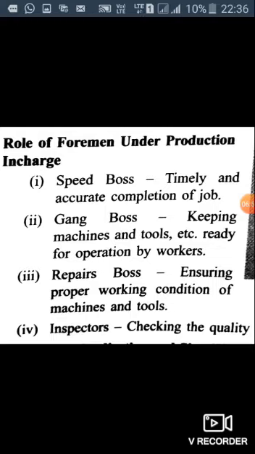So he tries to keep on repairing the machines. That is his work. Inspectors, what is the work of inspectors? Checking the quality. So he finally checks the quality of the work being done.